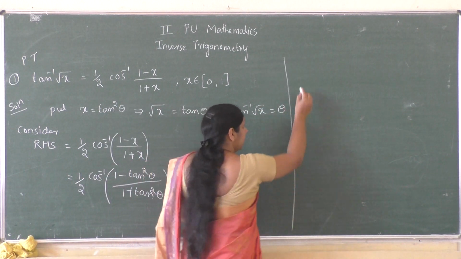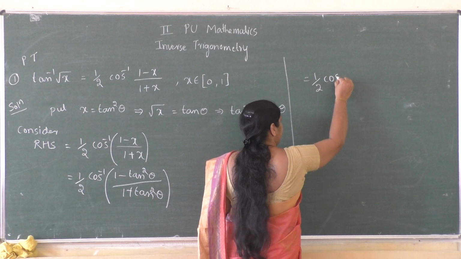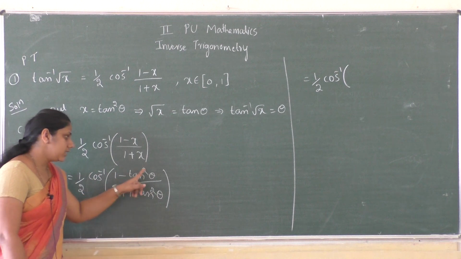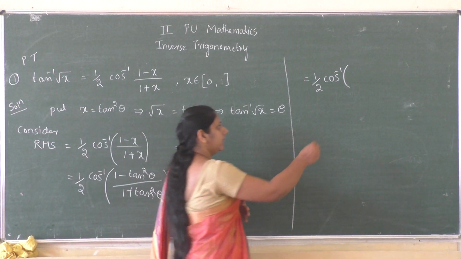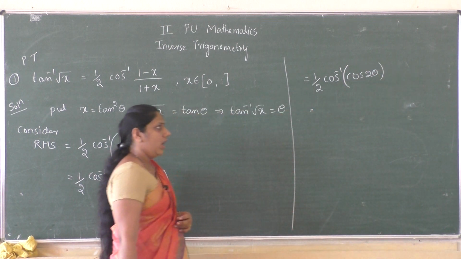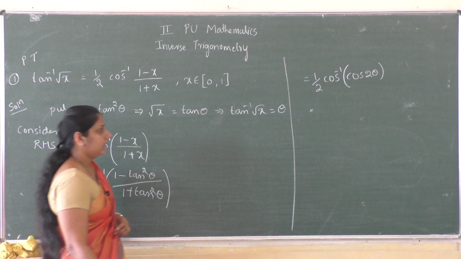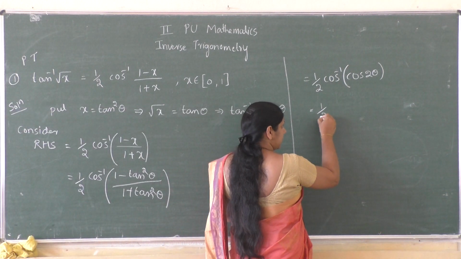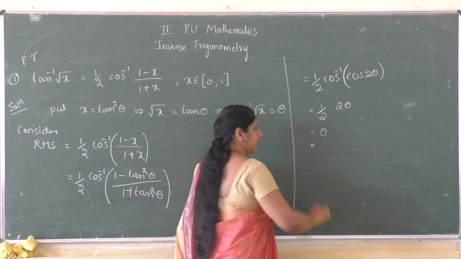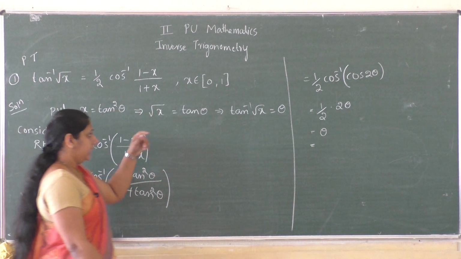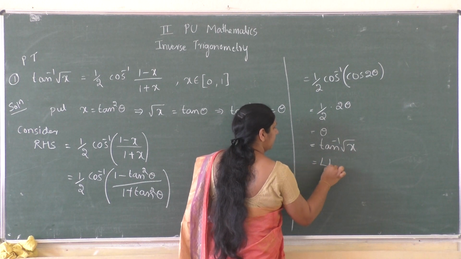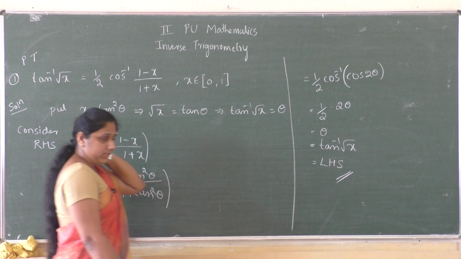What is that? It is equal to half into cos inverse of, in first year trigonometry we learned this formula, that 1 minus tan square theta by 1 plus tan square theta is cos 2 theta, right? Which is equal to half into cos inverse of cos 2 theta by the property. What is cos inverse of cos 2 theta? It is 2 theta, so the 2 cancels, which is equal to theta. But what is theta? Theta is tan inverse of root x, which is the required LHS.